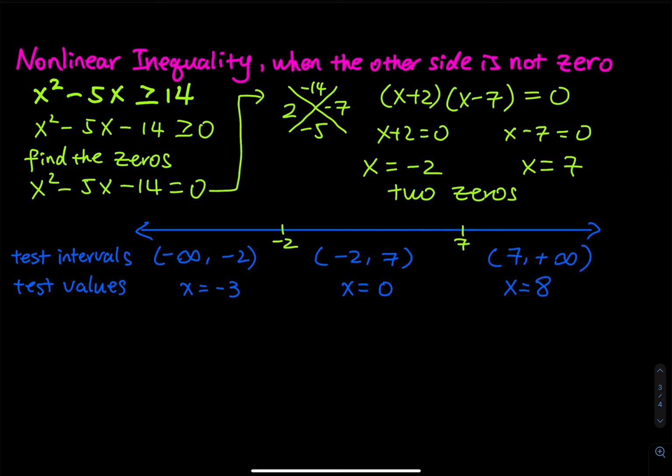You can pick 9, 10, 11, 12, whatever you like, as long as the number is in the interval. All right. And then we need to test the sign. The sign of what? The sign of two factors. So the sign of two factors, we have x plus 2.